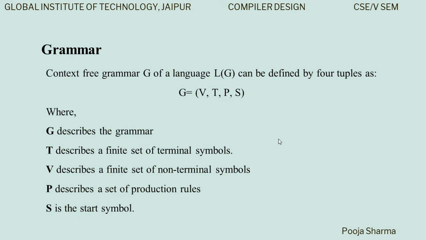To start with, we define a grammar. A grammar is a four-tuple. G consists of four parts: V_N, V_T, P and S. So for the language L, if the grammar is G, then the language generated by it is denoted by L(G).